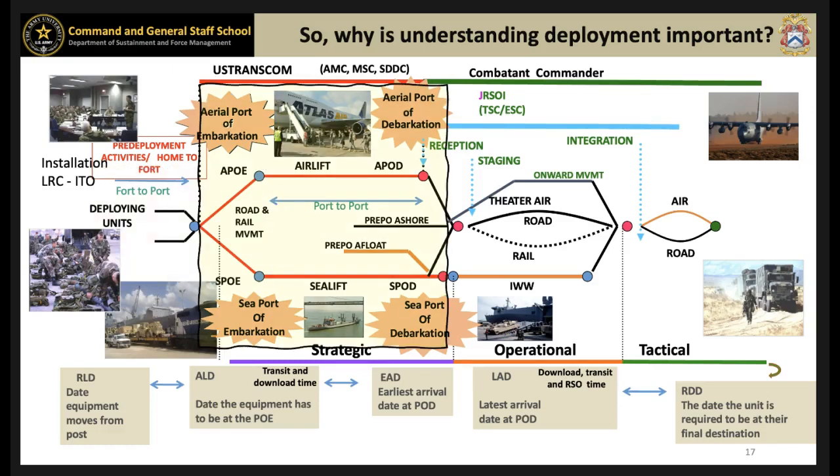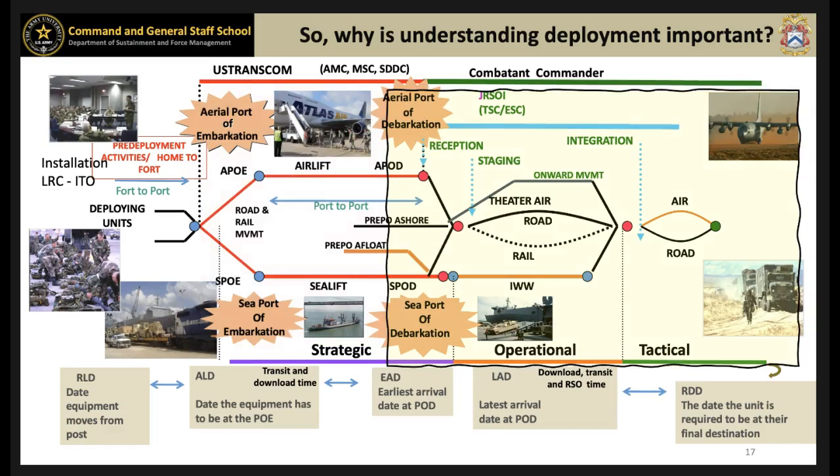Port to port, this is strategic movement, either by airlift or sealift, from the embarkation port to the debarkation port. This phase includes pre-positioning assets both ashore and afloat. Joint reception, staging, onward movement, and integration, JRSOI. Once in theater, units go through reception staging, preparing for onward movement to their destination. This phase is managed by the combatant commander and includes the integration into the operational area.